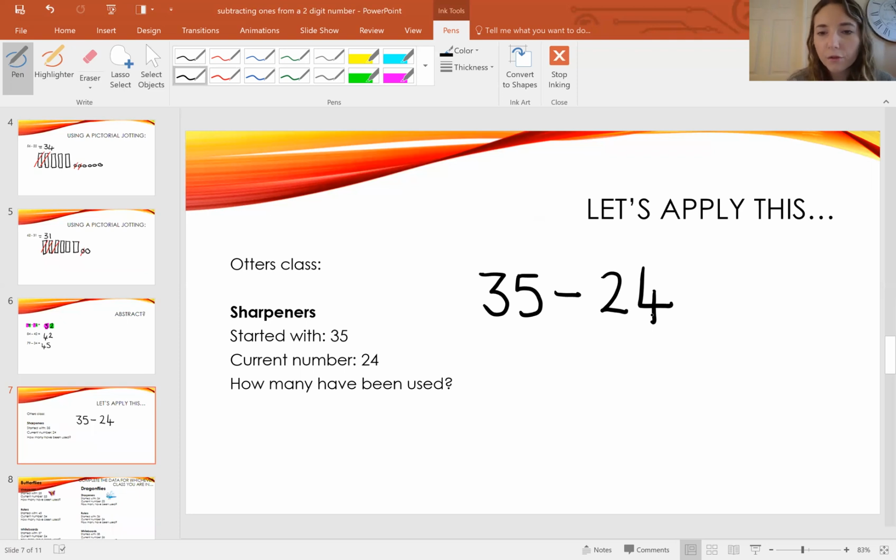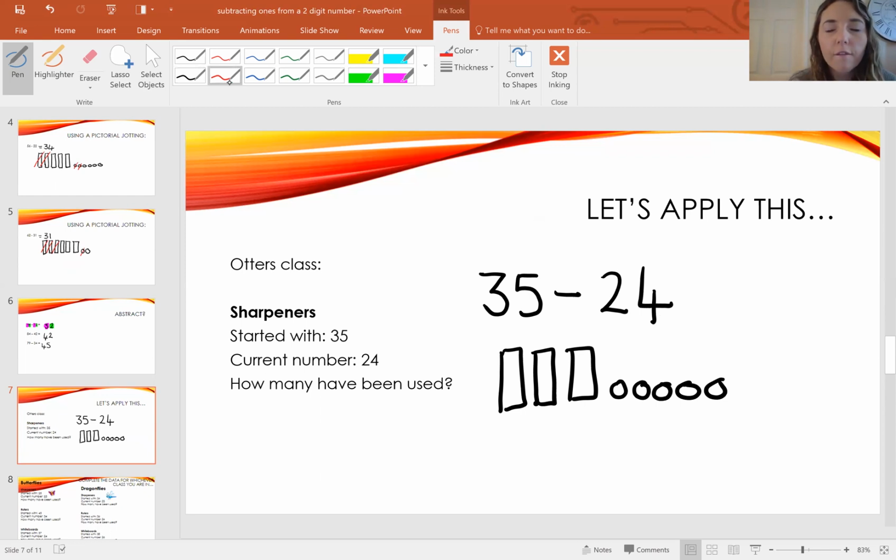So again, you can use your pictorial jotting if you need to, otherwise use your abstract strategy. So 35, 3 10s and 5 1s. And we're subtracting our subtrahend, 4 1s and 2 10s. So the difference is 1 10 and 1 1. 11. So 11 sharpeners have been used or lost in Otter's class.